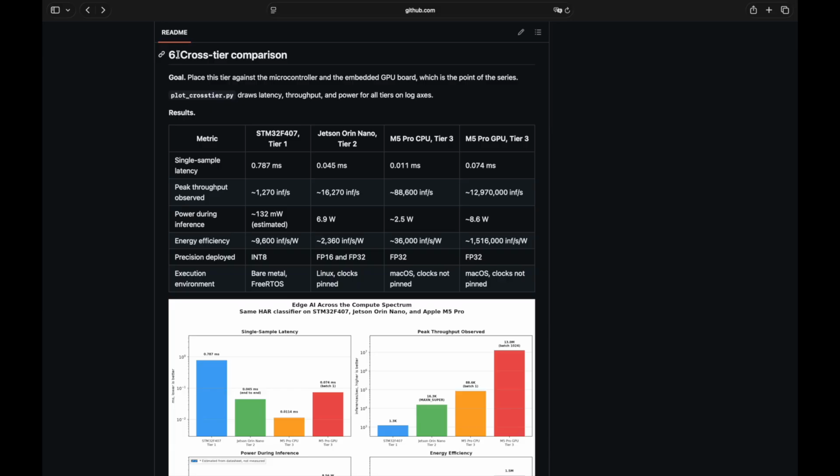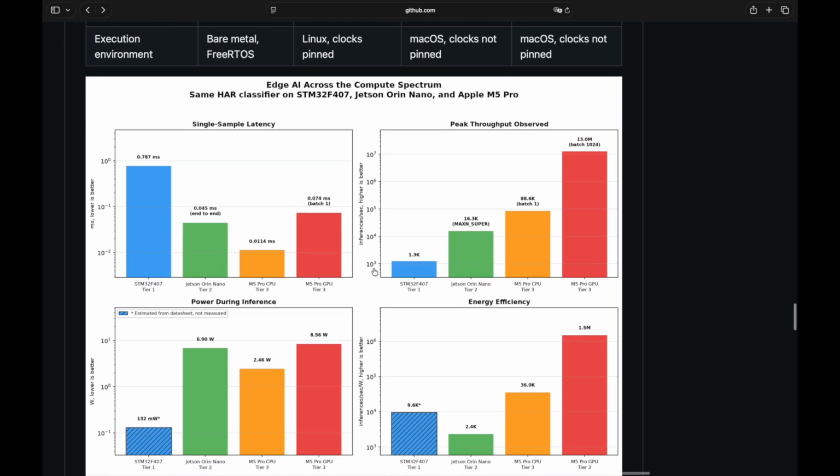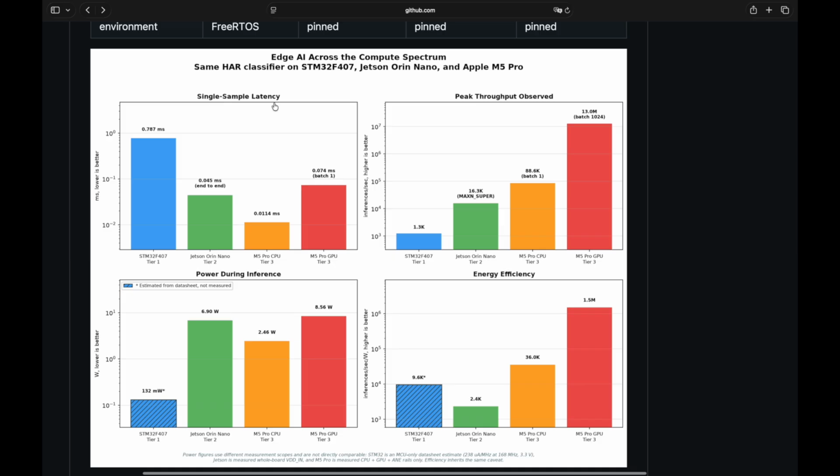Section 6 places all three tiers side by side, which is the objective the whole project was constructed to reach. Latency and throughput rank as expected. Single sample latency falls from 0.787 milliseconds on the STM32 to 0.045 on the Jetson to 0.014 on the M5 Pro CPU. Peak observed throughput rises from approximately 1,300 inferences per second to 16.3 thousand to 88.6 thousand on the CPU and to nearly 13 million on the GPU at large batch.